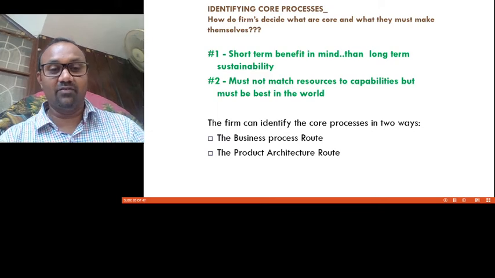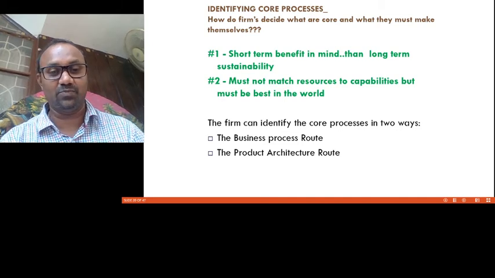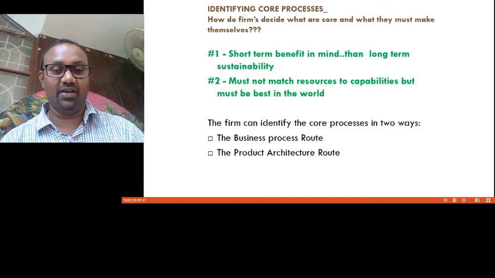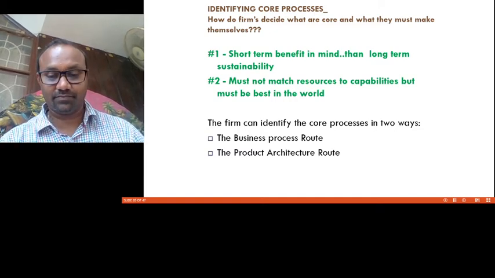So there are two ways by which we can decide what is core and what is non-core. There are two methods that are suggested. The first method is called the business process route, and the second method is called the product architecture route. So these are two methods by which we can understand which of the business activities that we are running right now are core, and which are the activities that we are running right now which are non-core.